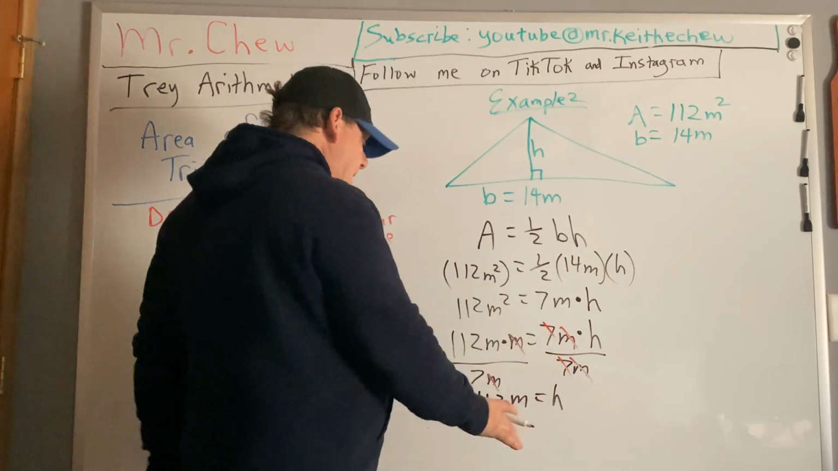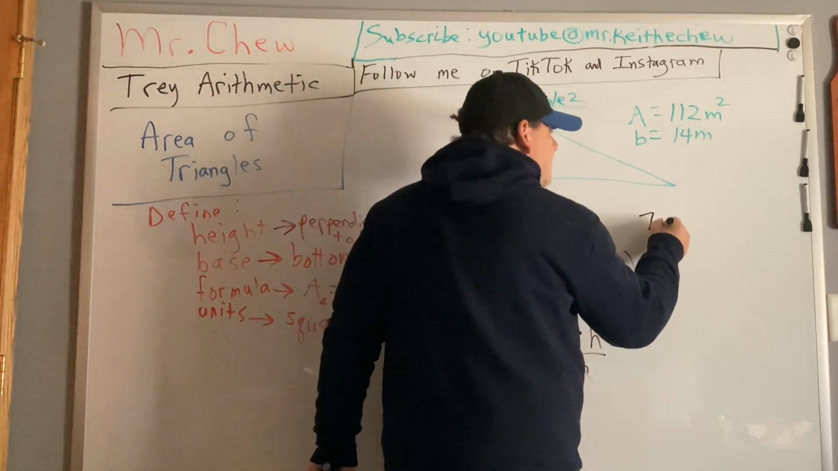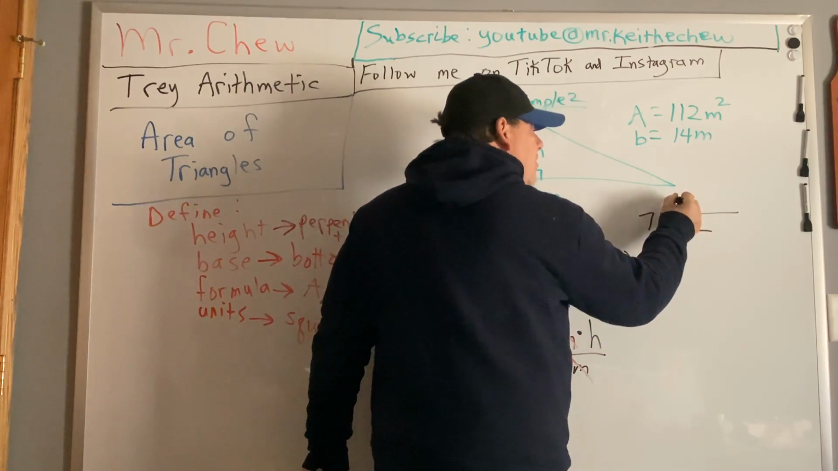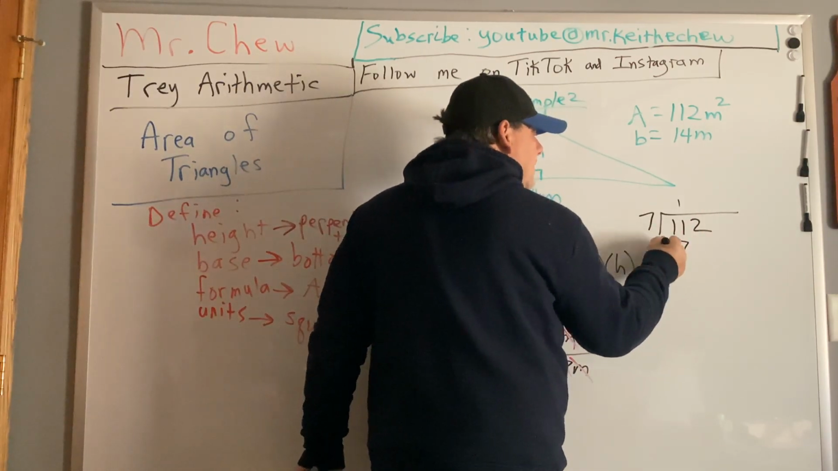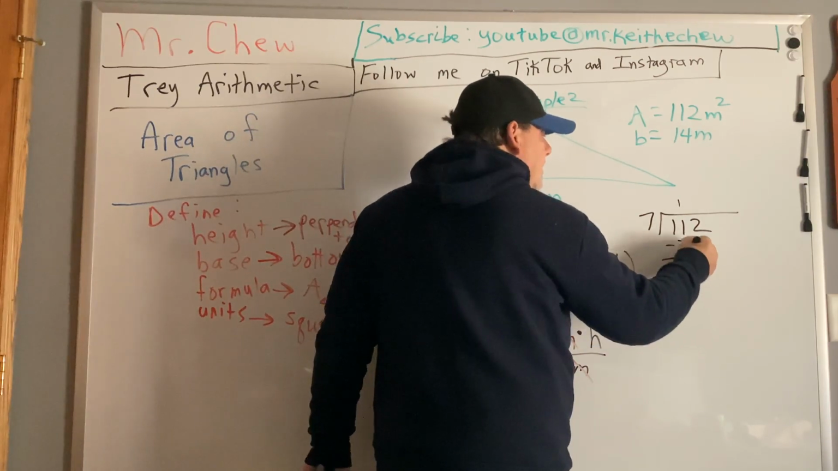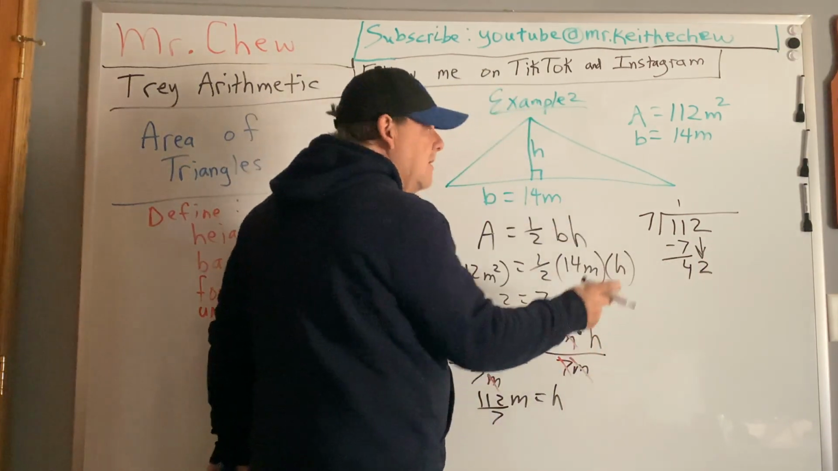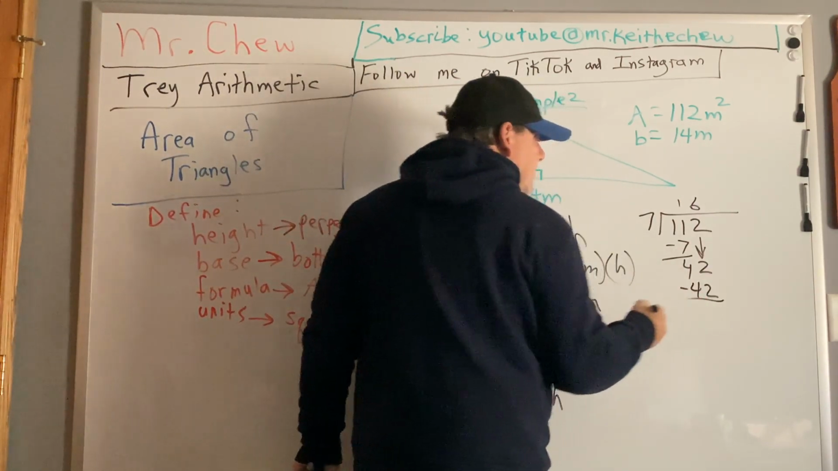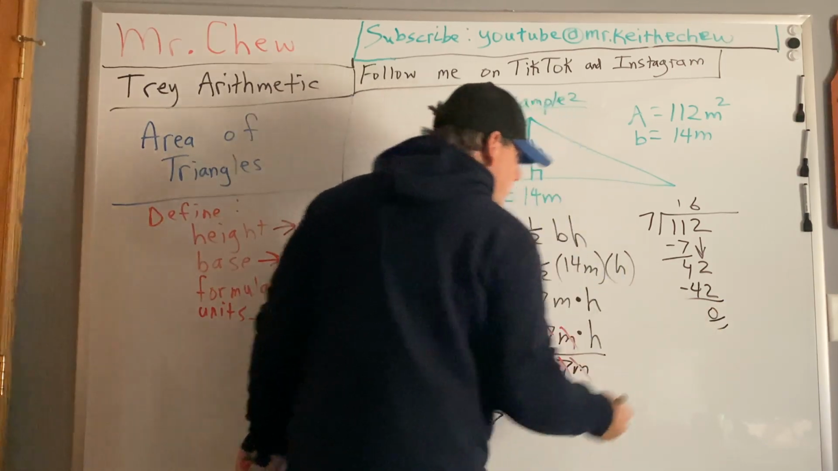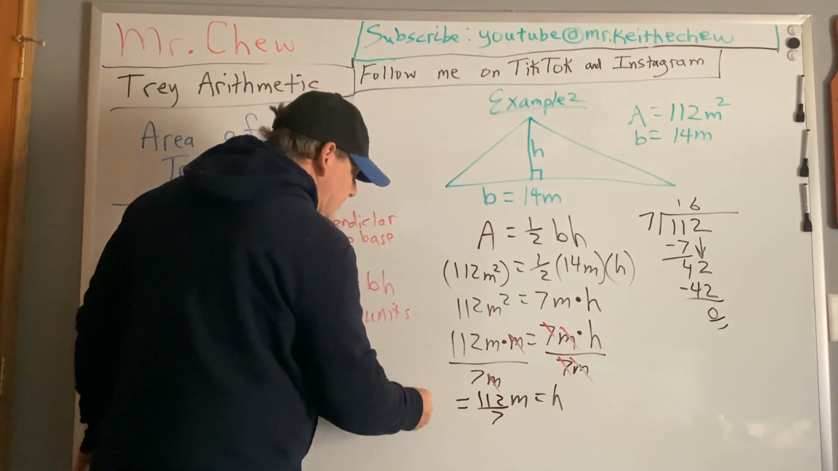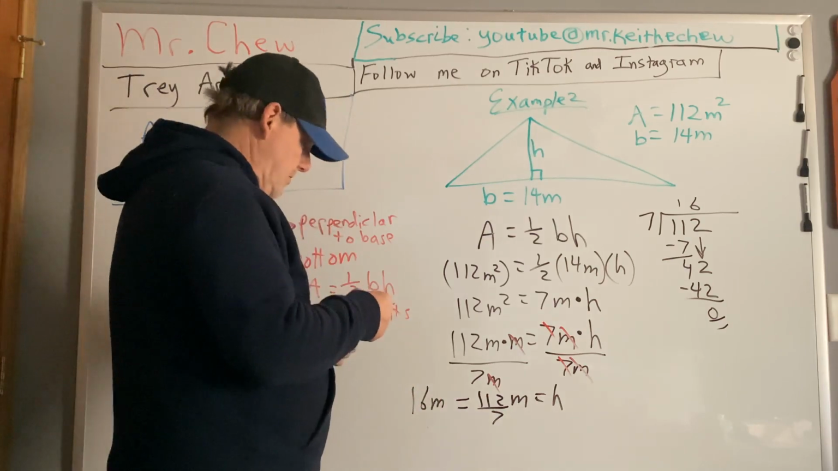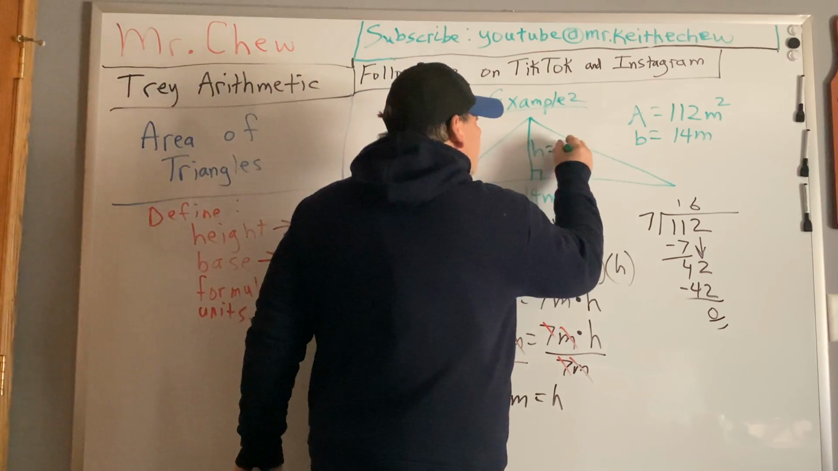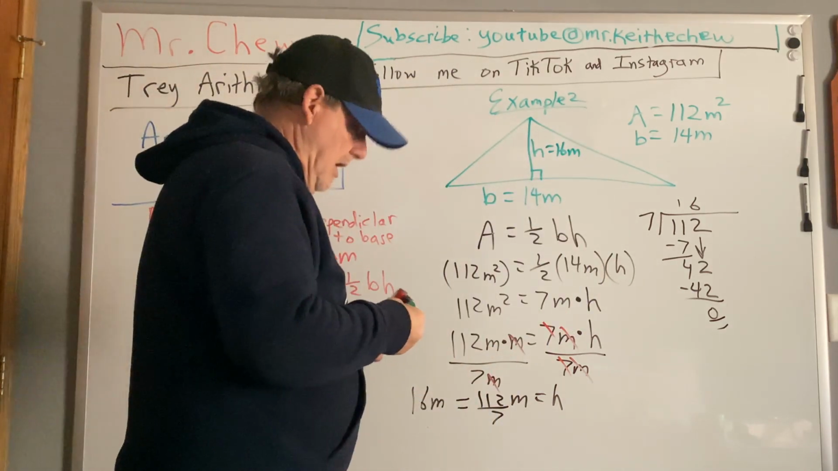So I can just take now and use arithmetic again. That's what this is called, Trey Arithmetic. 7 goes into 11 using long division 1 time. Subtract that. Bring my 2 down. 7 goes into 42 6 times. 6 times 7 is 42, and the 0 means it terminated, which means that equals 16 meters. So I can go up here and say this is a 16 meter height.